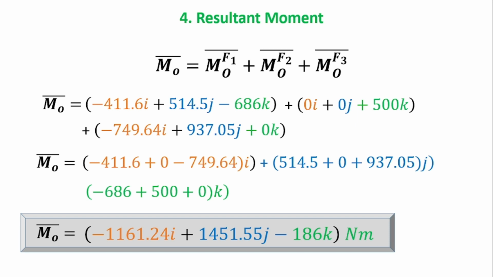You can find the location of the resultant by applying Varignon's theorem. So moment of a resultant is equal to summation of moment of all the forces. Here we can consider the resultant force acts at some random point P, x, y, z, and we can take the moment of the resultant about that point, and we can find the components x, y, z by solving the equation. We have already seen it in the previous example. You can watch that video.